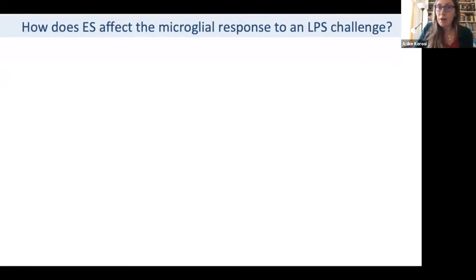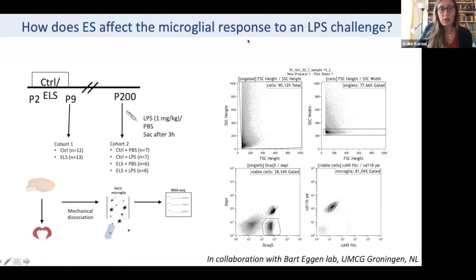And to simplify our life, of course, this extensive long-term study with APP mice and the crossbreeding is very consuming. So we decided to simplify the design a little bit, use only wild-type mice, and expose them to an acute LPS challenge to really understand how early life stress affects microglia and how this exposure affects the capacity of microglia to respond to LPS challenge.